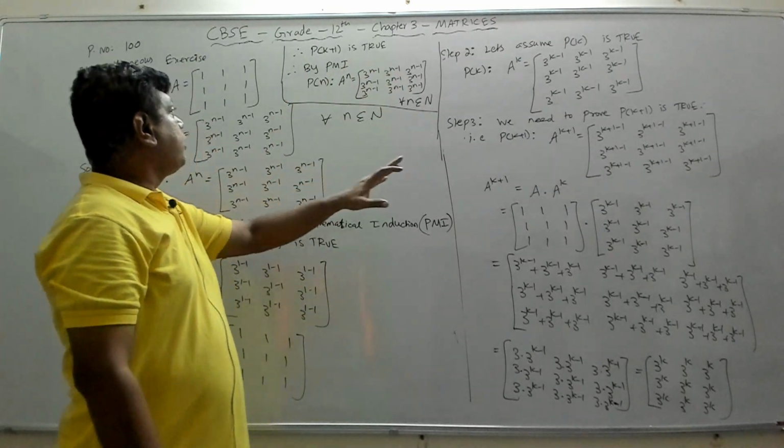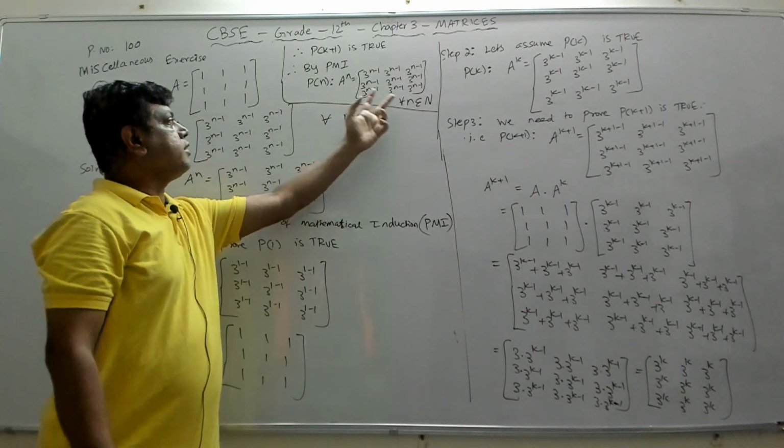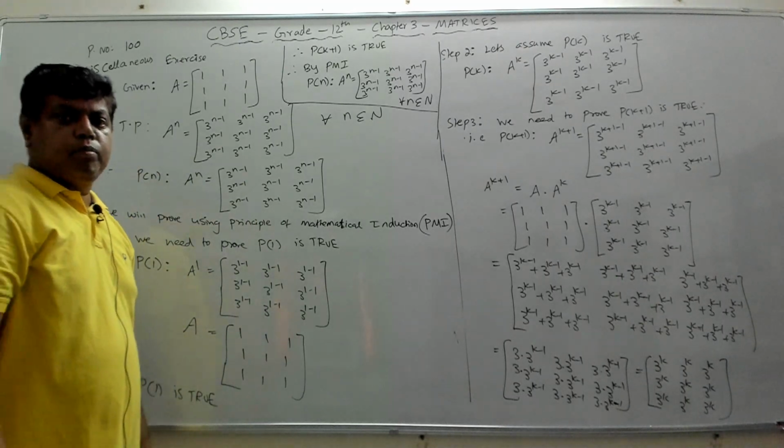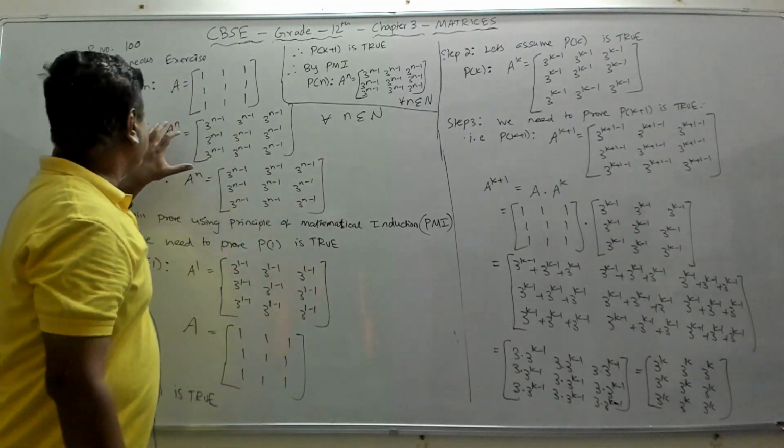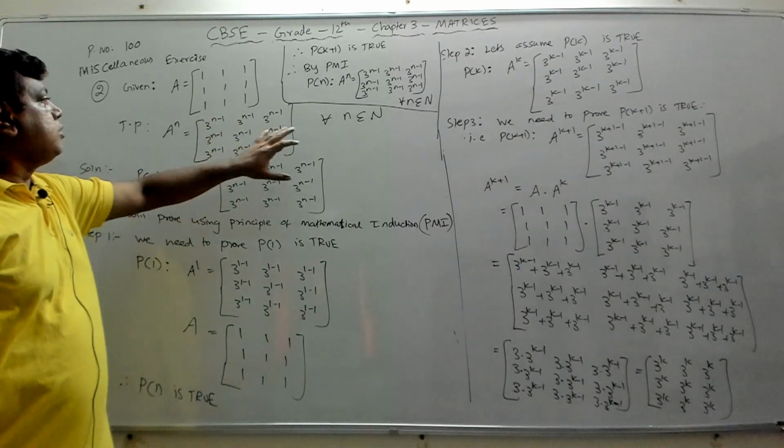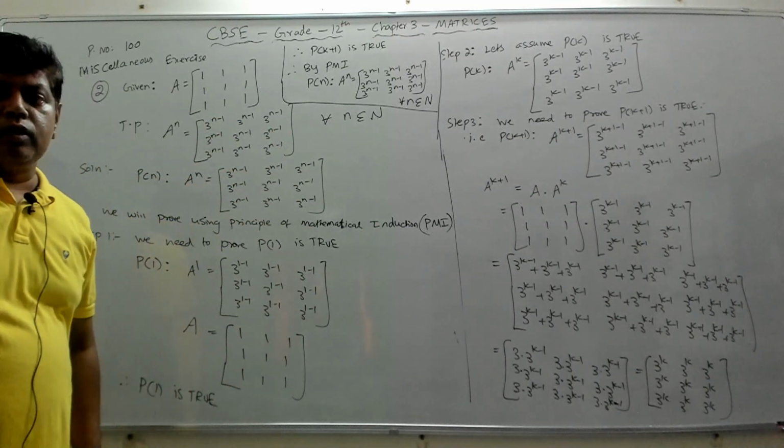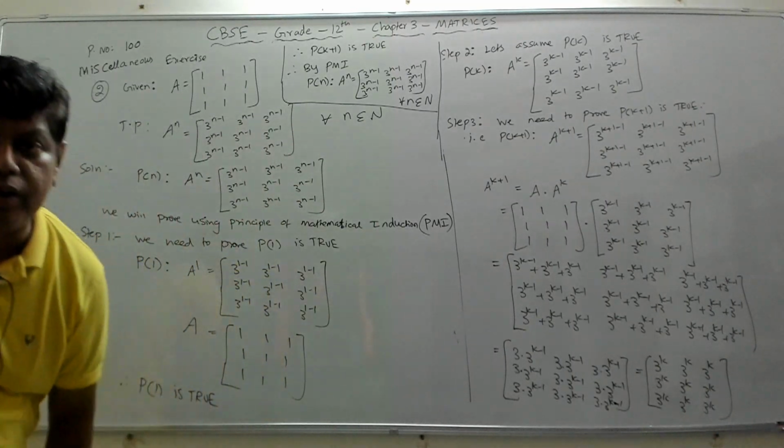So P of k plus 1 is true. Therefore, by PMI, P of n is this, for every n belonging to N. So we have proved this: a power n equal to this, for every n belonging to N. N means the set of all natural numbers.